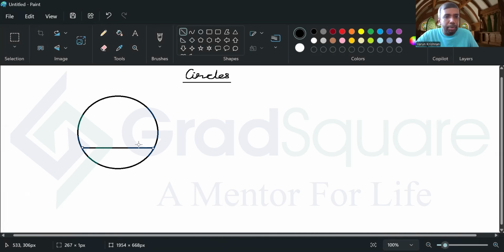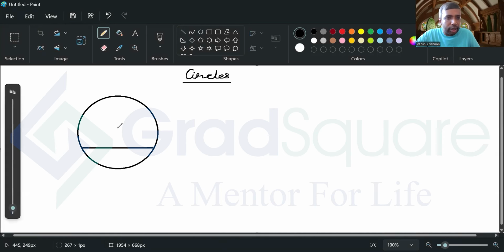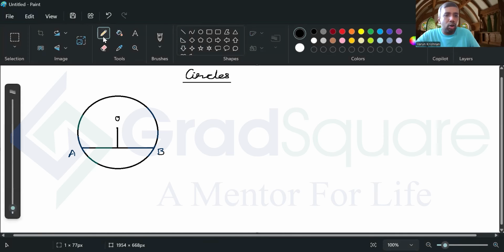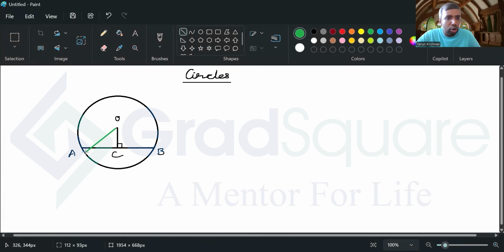So to explain the theorem, let me consider a circle with center O, which let's say has got a chord AB. And what happens if I drop a perpendicular from the center of the circle onto the chord AB, and let me call the foot of this perpendicular as C. So let's see what the theorem states. To prove what the theorem states, I'm going to make a couple of constructions. I'm going to join OA and OB.